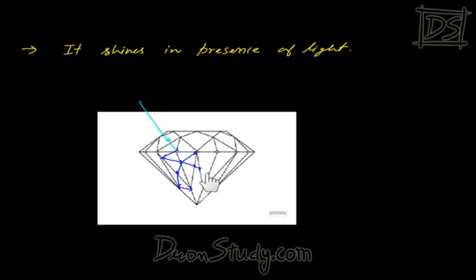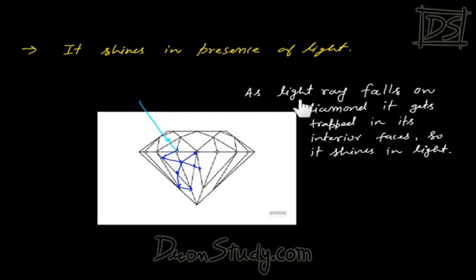See, what are the angles of the faces? These are all different. So as soon as any light ray enters diamond and is incident on this, and after going inside its faces, what does it become? It gets trapped. So that's why in the presence of light, or whenever light drops in diamond, what does it do? It shines. We can simply say that as light ray falls on diamond, it gets trapped in its interior faces, and due to that, what happens to diamond? In the presence of light, diamond shines.